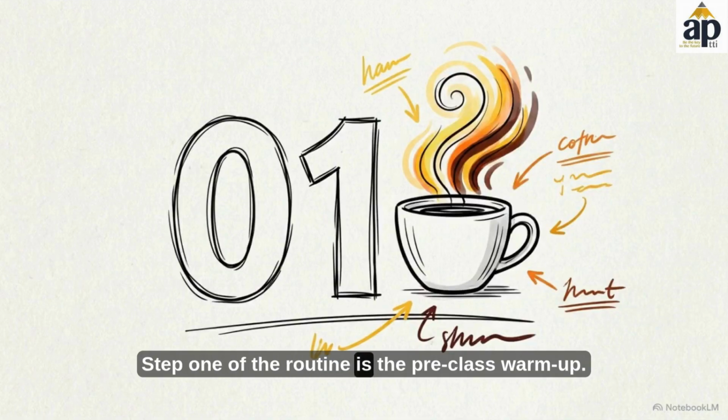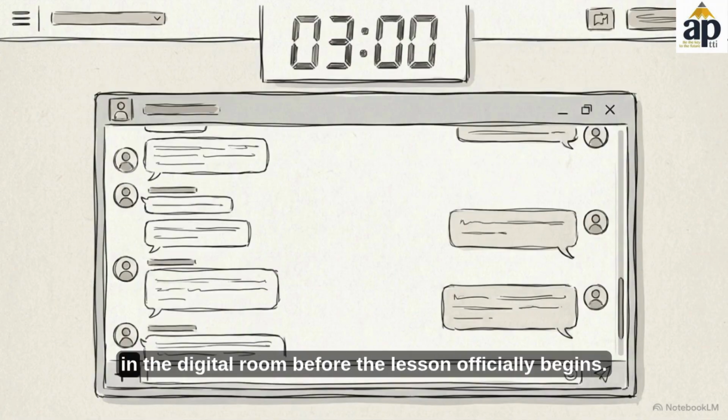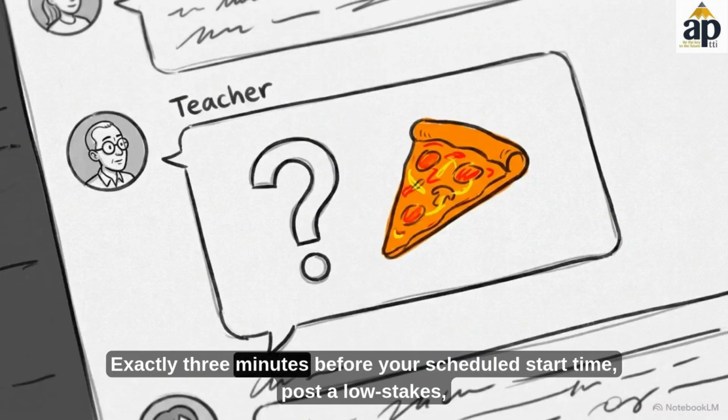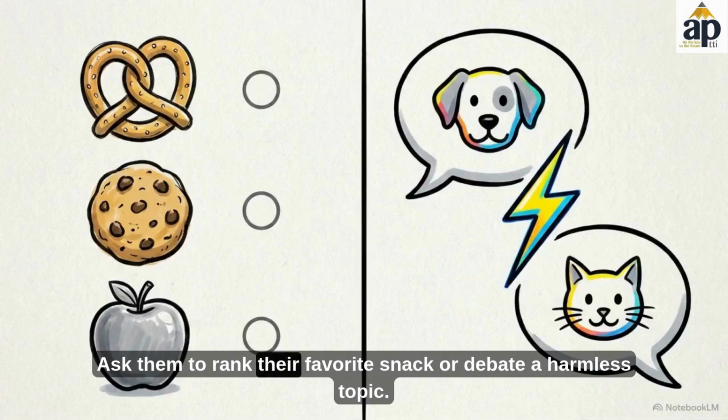Step 1 of the routine is the pre-class warm-up. The objective is to get students interacting in the digital room before the lesson officially begins. Exactly 3 minutes before your scheduled start time, post a low-stakes, non-academic prompt in the chat. Ask them to rank their favorite snack or debate a harmless topic.